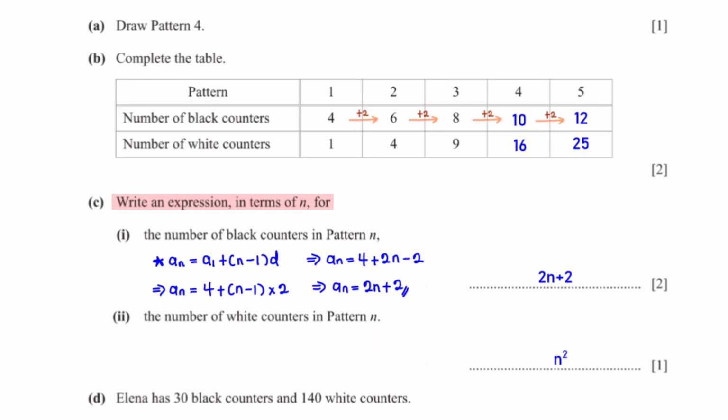Write an expression in terms of n for the number of black counters in pattern n. Since the number of black counters increases by a constant value, we can use this formula to get the nth term. A1, which is the first term, is 4. D, which is the common difference, is 2. When we expand the brackets, 2 times n is 2n. 2 times negative 1 is negative 2. When we group like terms, 4 minus 2 is 2, so we have 2n plus 2. Write an expression in terms of n for the number of white counters in pattern n. That will be n squared.